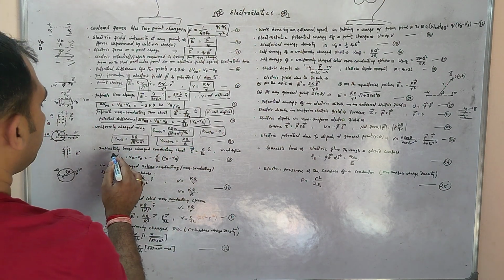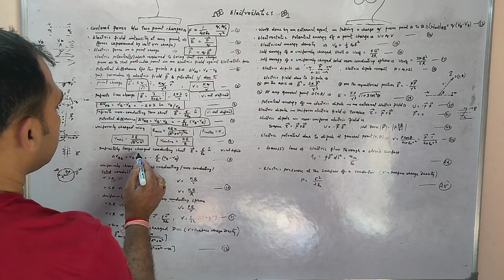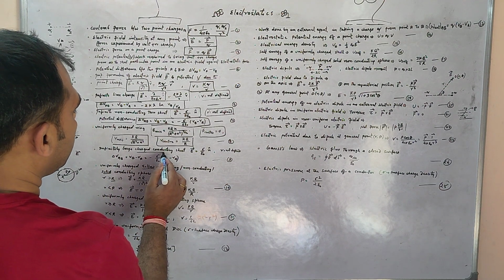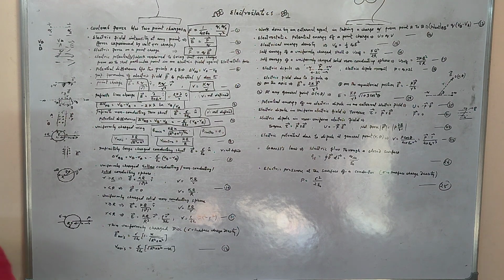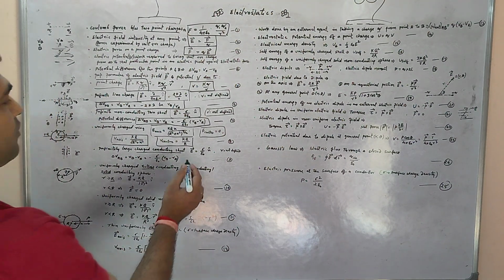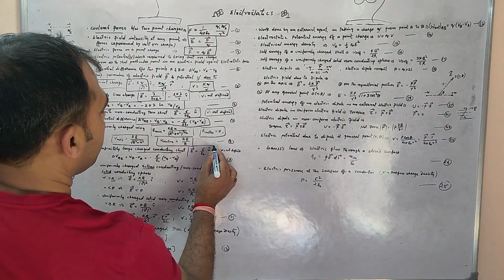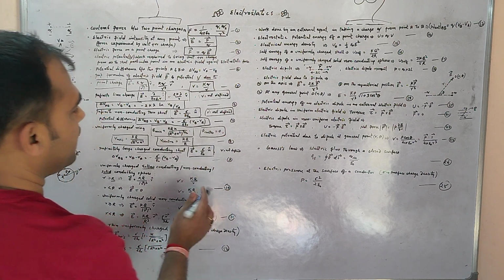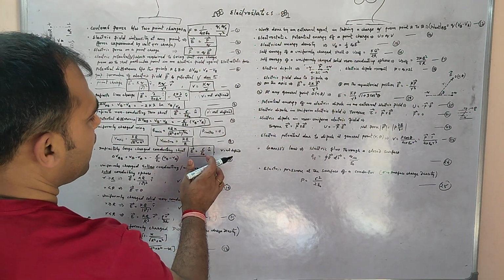Now we have an infinitely large charged conducting sheet. The electric field nearby this sheet will be sigma upon epsilon naught.